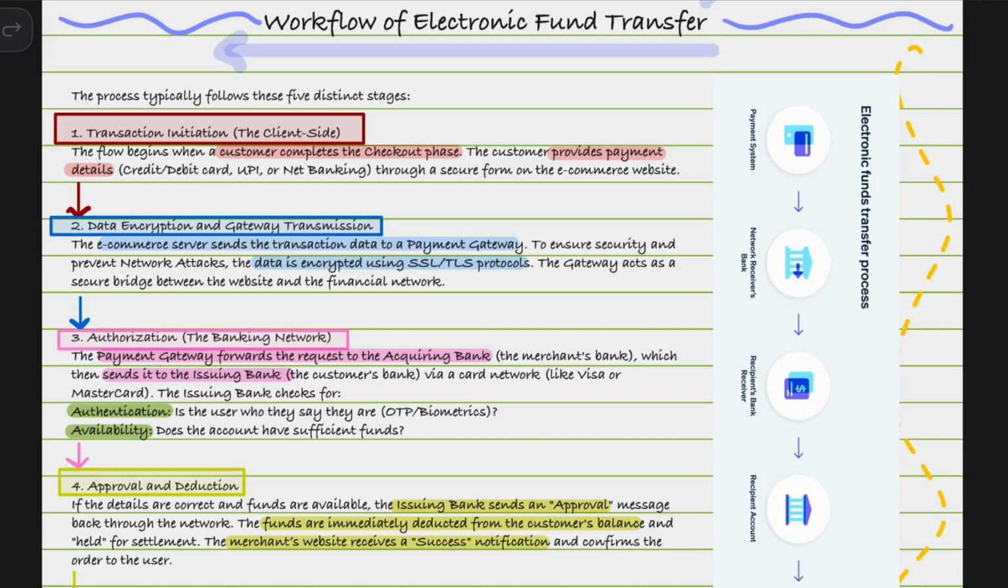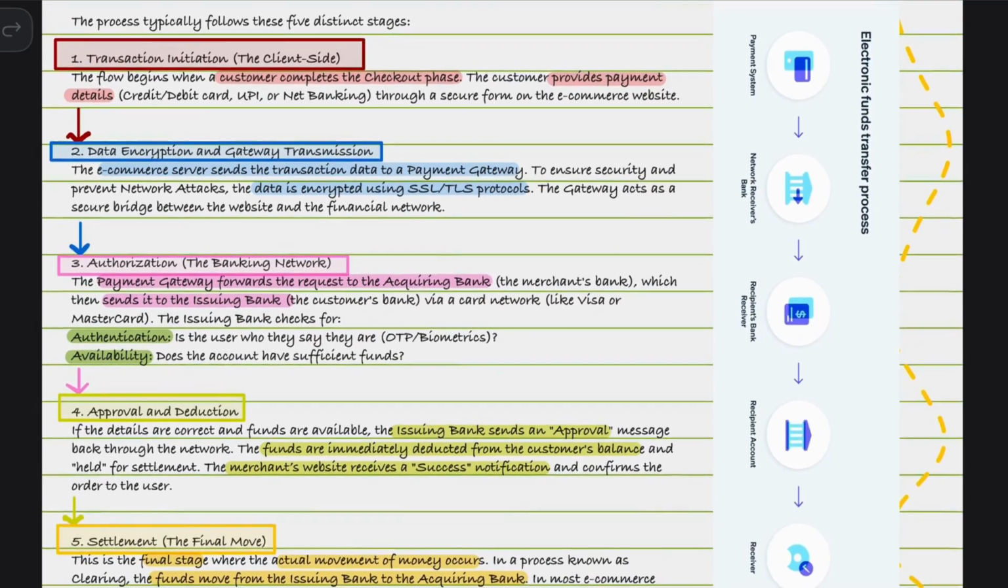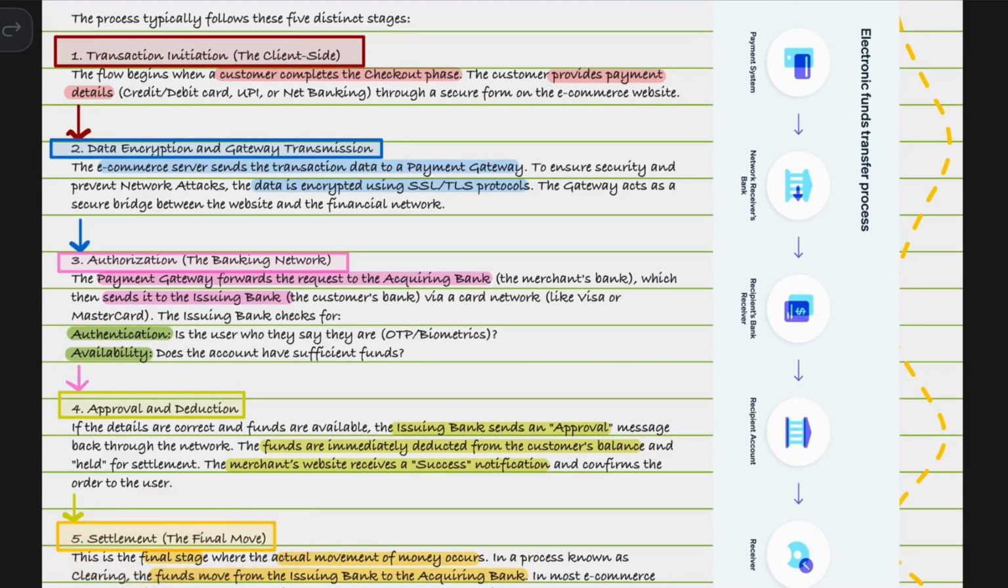All right, and in our warehouse, what is happening? A shipping label is printed with a barcode that will be used by Rahul to track his order throughout the journey. All right, and then comes the settlement phase. This is the final move.